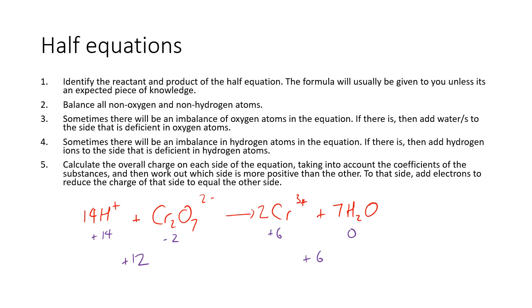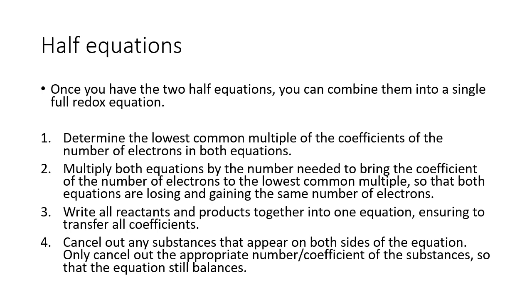It's the left-hand side. So therefore, we need to add electrons to the left-hand side. How many electrons? 6. 6e minus to make that negative 6 to make that total positive 6 only. So now this one and that one match. Okay, so that's making a half equation just from the reactants and the products. It's going to be an important skill for you to work out.